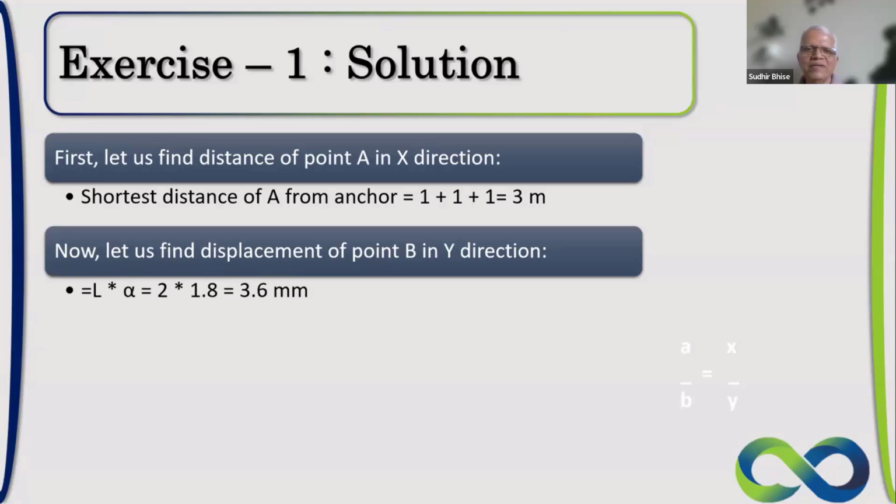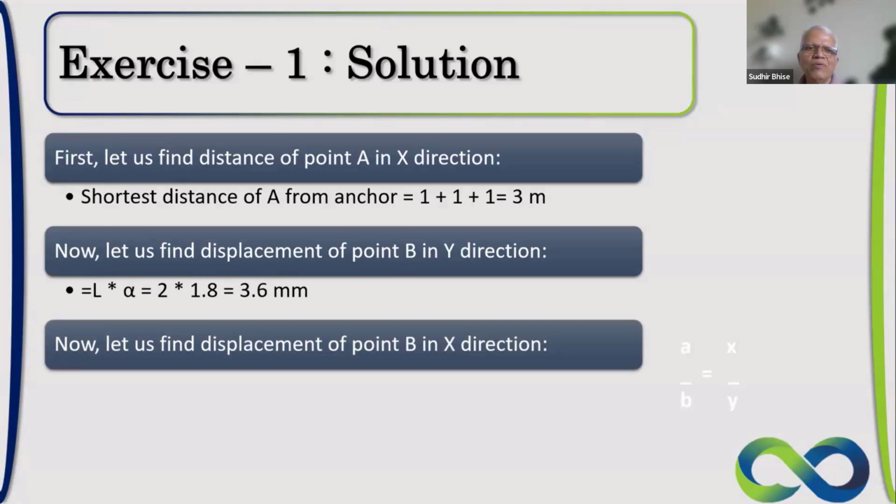So our next step. Now let us find the displacement of point B in the X direction. So how do we find this in the X direction? It is going to be our length, which is from the anchor to point B, the total distance is 5 meters, and 5 into 1.8 is 9 millimeters. So the displacement of point B in X direction is going to be 9 millimeters.